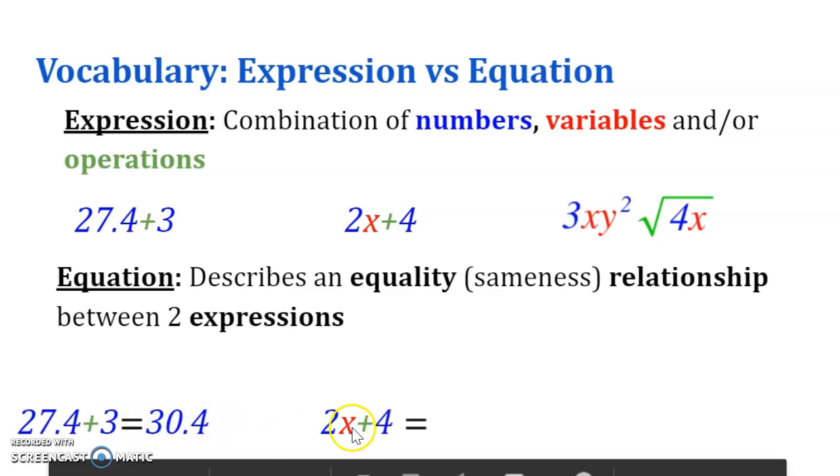What about this? 2x plus 4 can be equal to some number this time. Okay, so what you're saying is 2x plus 4 is equal in value to 12. Okay, and here, if you remember, you know how to solve this. You subtract 4 from both sides, and that will get 2x is equal to 8. Divide both sides by 2, so you get x is equal to 4.